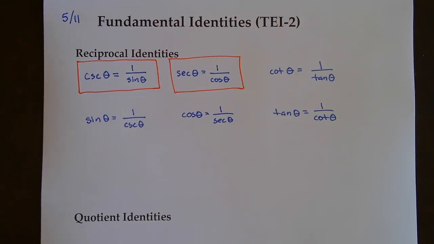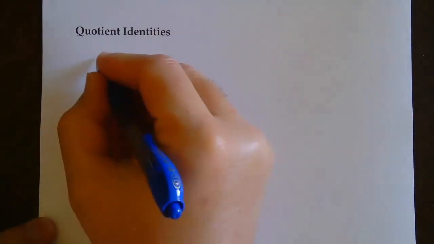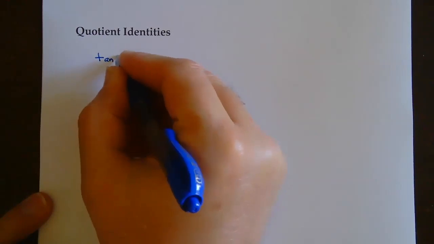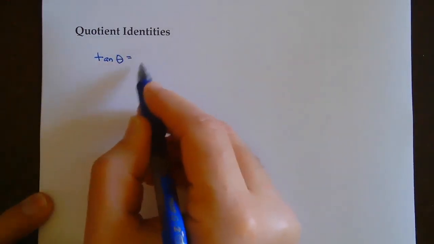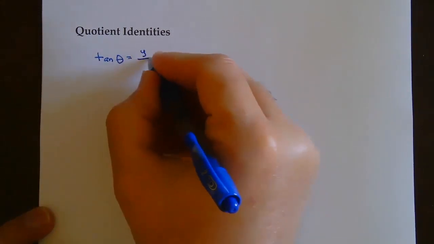All right, let's move on to quotient identities. I've already done this with you guys, but I'm going to do it again. One of the quotient identities starts with tan of theta. What is tan theta? Theta is the angle that we rotate, and tan theta is the ratio of the y coordinate over the x coordinate of that terminal side. So it's y over x.